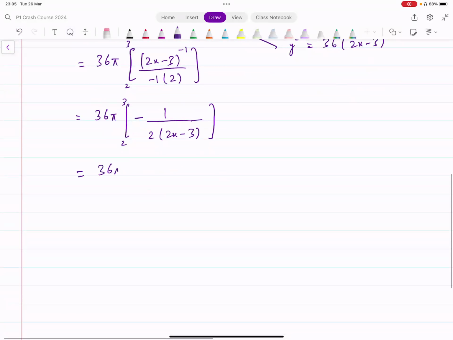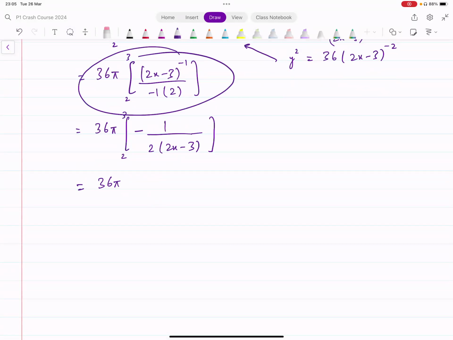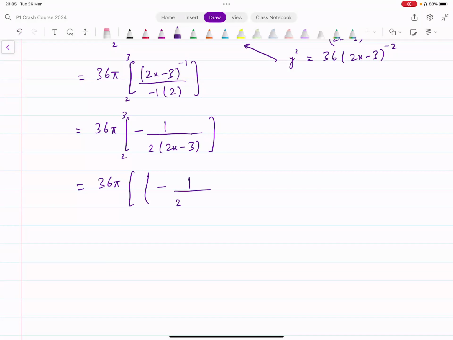and that's 36 pi. Now, if you are comfortable using a calculator with limits and fraction button, you can input that here as well, and that's perfectly okay, as long as you're sure that you will not be doing careless errors. Now, let's input these values. So first of all, we have minus 1 over 2 into 2 times 3 minus 3. Subtract from that minus 1 over 2 into 2 times 2 minus 3.